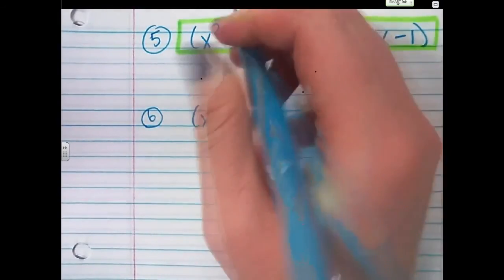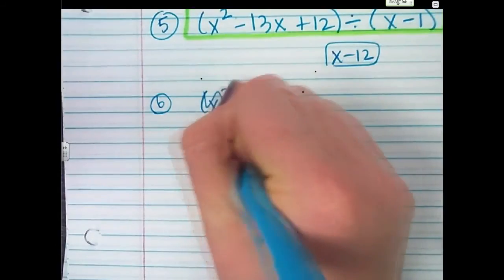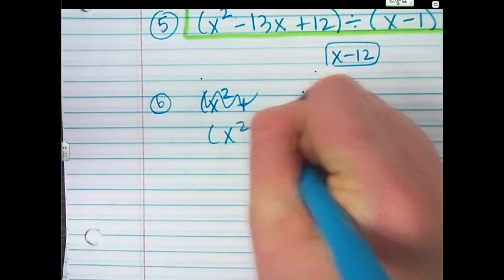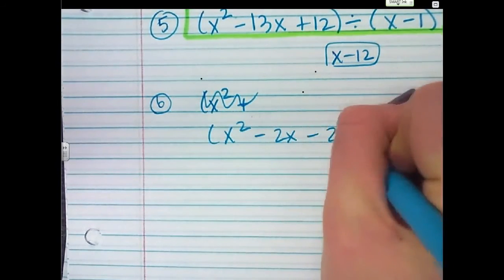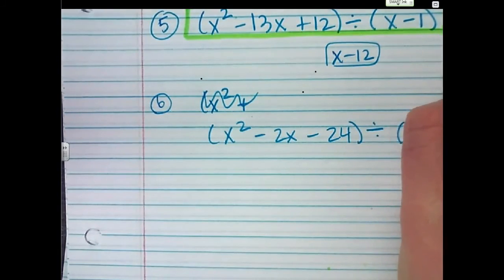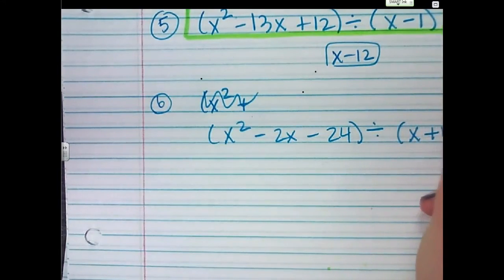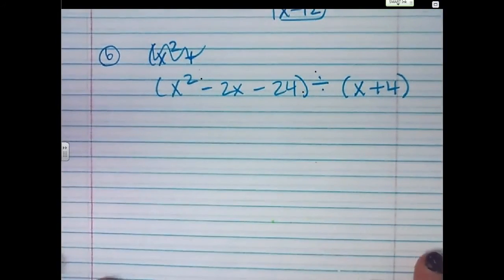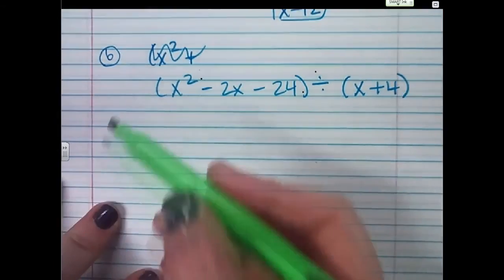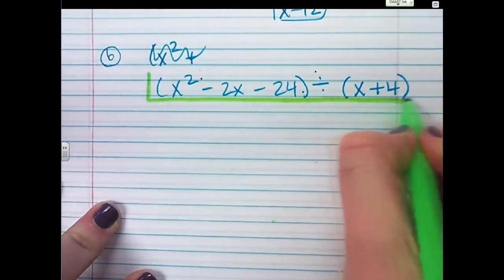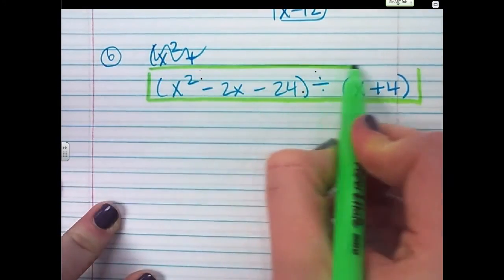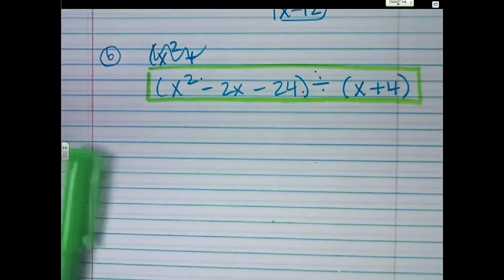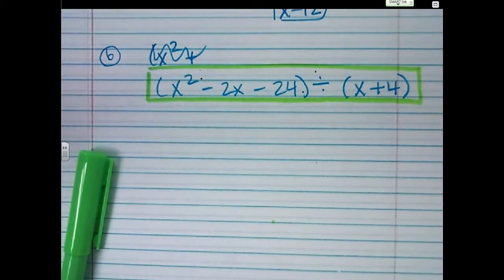So last one of these, oh, that's not it. Sorry. X squared minus 2x minus 24 divided by x plus 4. So once you're done, just raise your hand. I'll come and see your answer, and then I'll give you your quiz to start on. If you need help, let me know so I can help you.